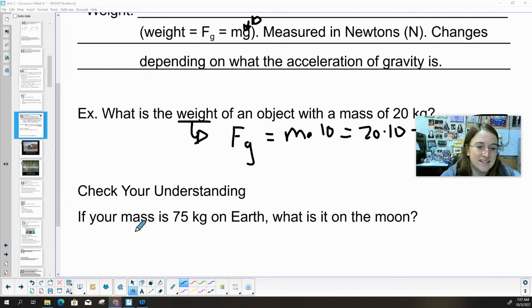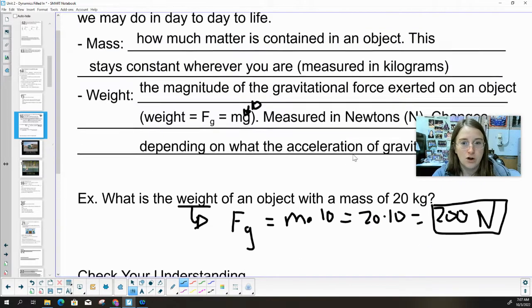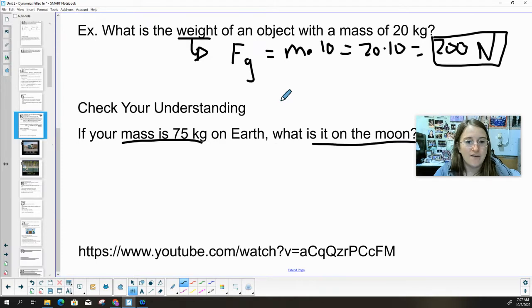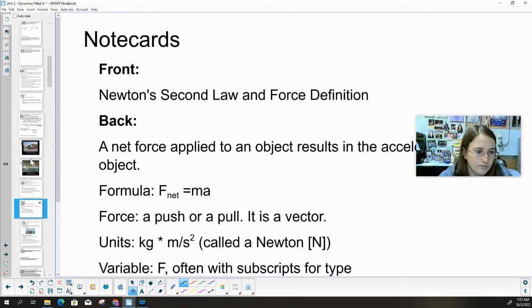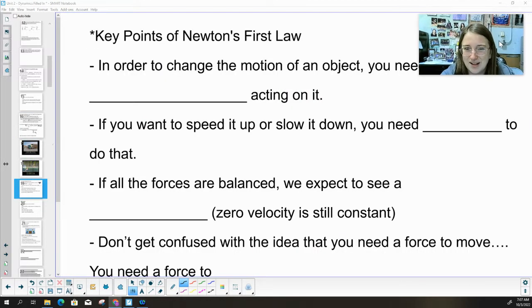So check your understanding here. Read very carefully. It says if your mass is 75 kilograms on Earth, what is your mass on the moon? Go back up and reread this. If our mass is 75 kilograms on Earth, what is it on the moon? Well, mass doesn't change depending on where you're at, so it is still 75 kilograms. Again, mass is how much matter is contained in an object, not the weight that you feel due to gravity. And we're going to watch this video in class, so we'll come back to that later. And I'm going to show those to you guys in class as well.